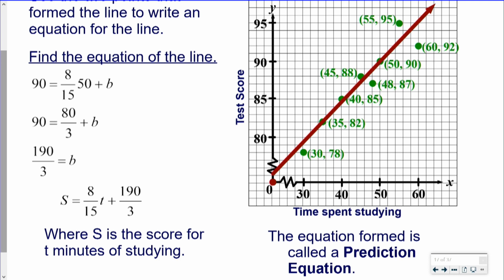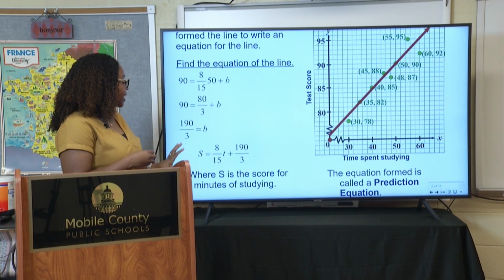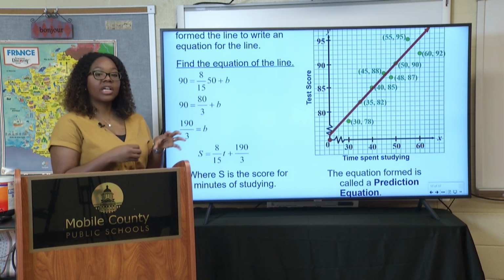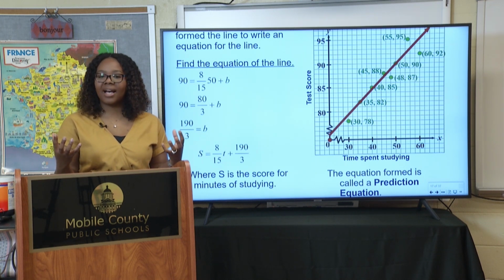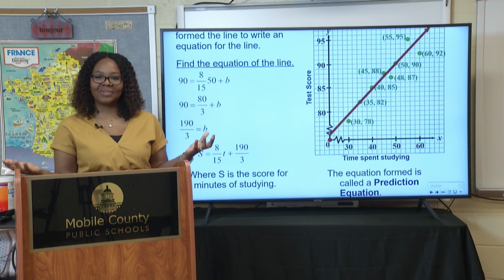And students, I apologize, but we're a little out of time. But when we pick up next week, we're going to start with our line of prediction. We're going to take the equation and we're going to make predictions from our scatter plot. And we're also going to go ahead and get started with our sequences as well.